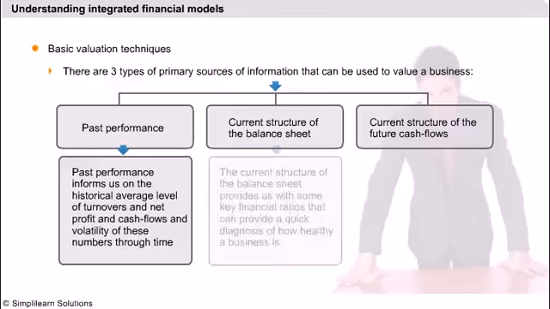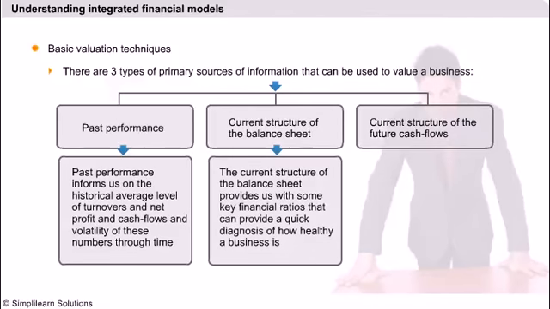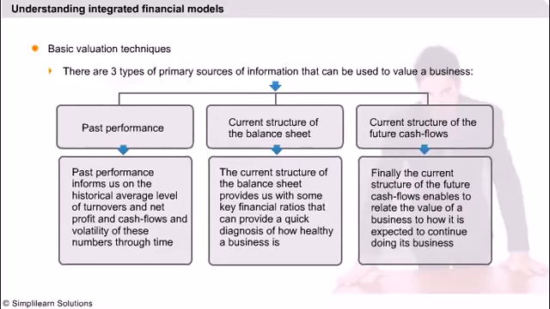The second source of information is the current structure of the company's balance sheet. This informs us of the key financial ratios that can provide a quick diagnosis on the company's financial health. Finally, the current structure of the cash flows enables us to relate the value of the business to how it is expected to continue during its business. Let's now move on to the next slide and analyze each aspect in more detail.